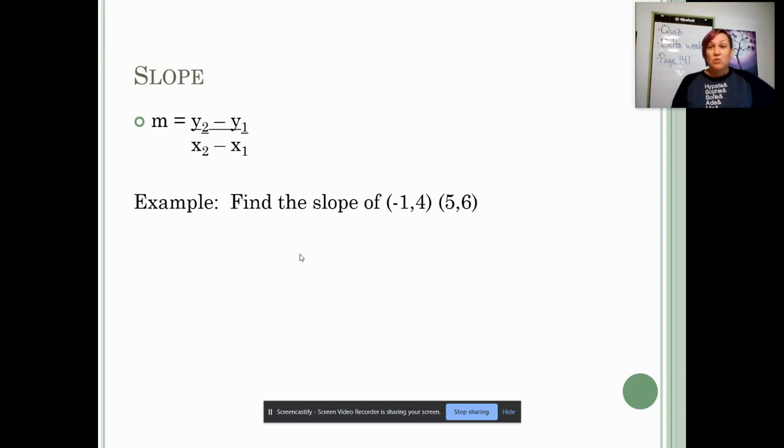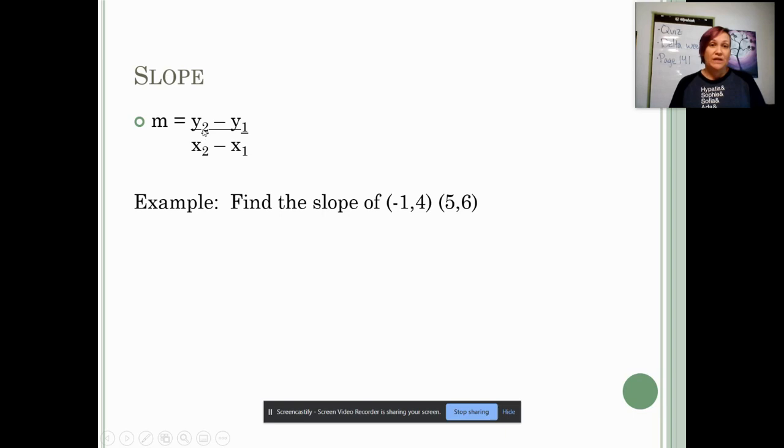When you need to find slope given two ordered pairs, there's a formula that you want to memorize. Honestly, this is the most important formula that we are going to learn for this chapter. It's the slope formula, so you definitely want to memorize this. And the formula is m equals, remember m stands for slope, and then it's y2 minus y1 over x2 minus x1. Notice that the y's are on the top and the x's are on the bottom.